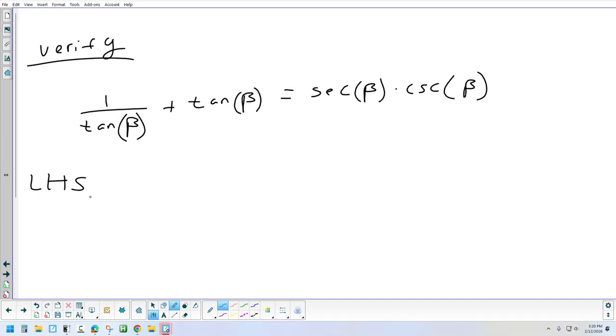Okay, so we're going to try a verify, which means you have to somehow turn one side into the other. We're going to start with the left-hand side, and we're going to try to change it into the right-hand side. So one technique we have is change everything to sines and cosines. What trig function is that? 1 over tangent. Yep, cotangent. And what is that if you write it as sines and cosines? It's cosine over sine.